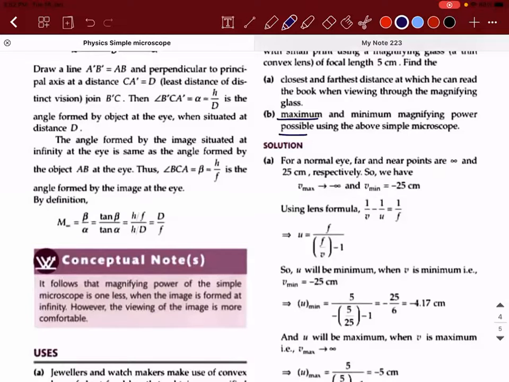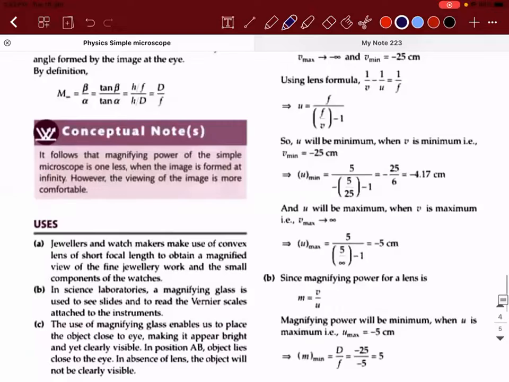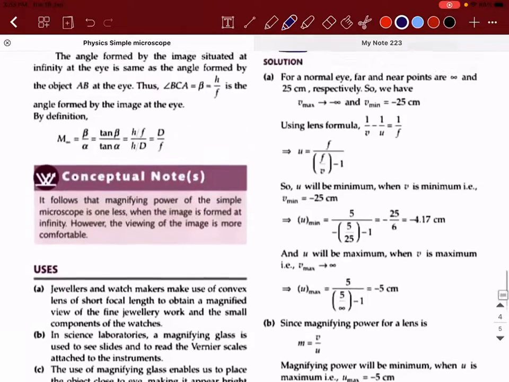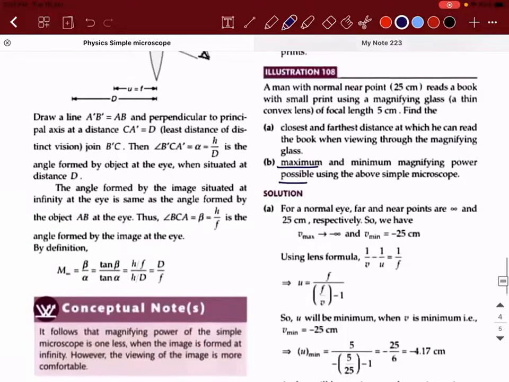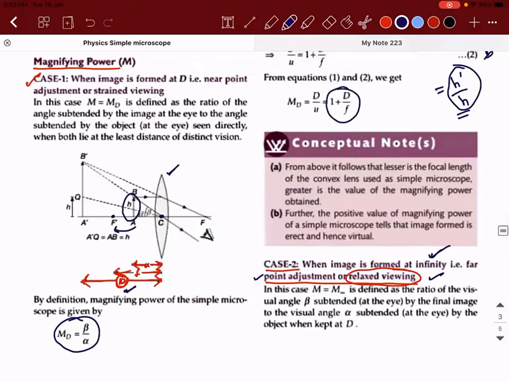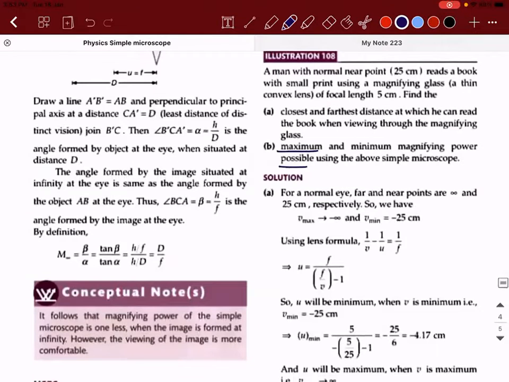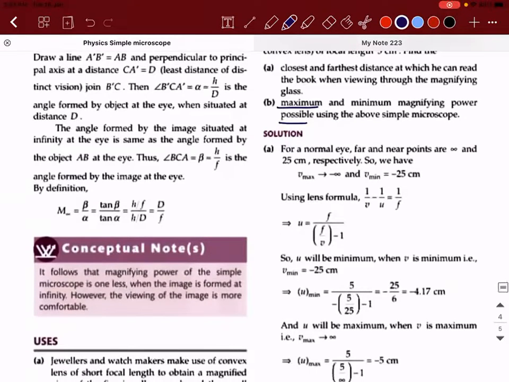So when can you get the maximum magnifying power? You have two values, 1 plus d by f and d by f. Which one is more? 1 plus d by f. So for you to get maximum magnifying power, where should the image be formed? It should be formed at minus 25. Calculate it.